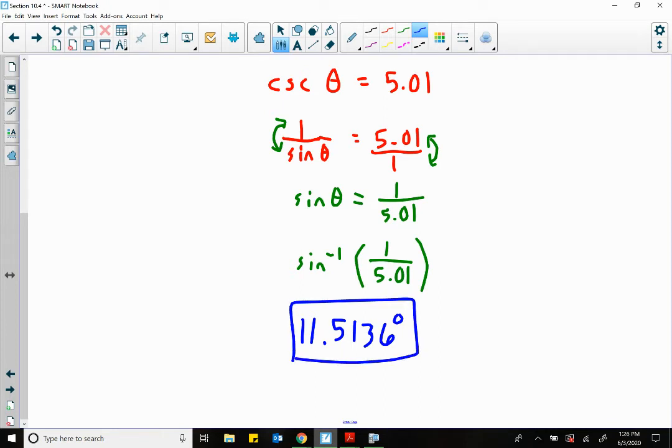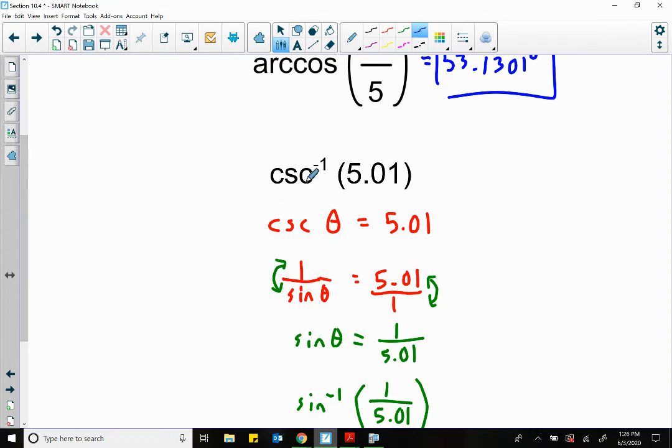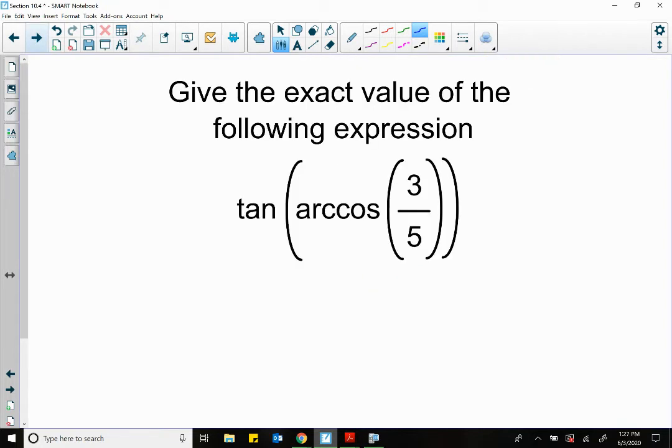So just be careful on the ones when it's secant, cosecant, and cotangent, because we don't have an inverse trig function on our calculator. You've got to think about it in terms of its reciprocal function. Okay? All right. And then I only got 2 problems left.